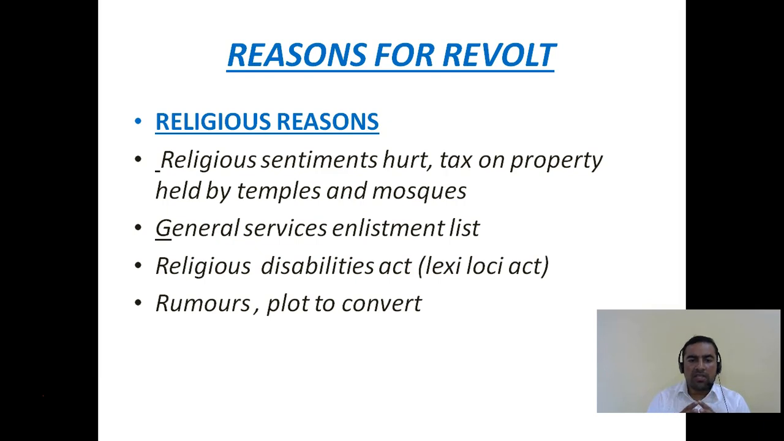Then there were rumors that some officers of the East India Company had been tasked to convert the people to Christianity. Hinduism, Islam, and the religions native to the soil of India were being looked down upon. There was a diatribe against those religions. The missionaries would say things which were very insulting to these religions. So these religious factors created resentment. They made people feel that the East India Company was here to convert the people.